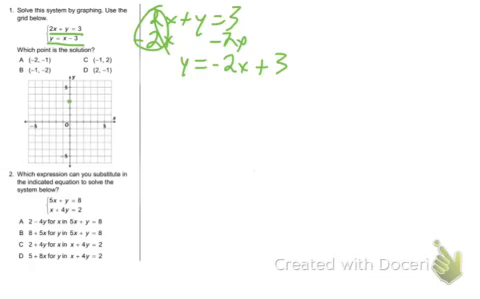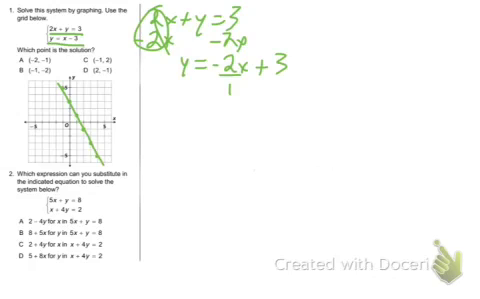There's the y-intercept, and the slope is negative 2 over 1, so down 2 over 1, down 2 over 1, and then up 2 over 1. So that line looks like that.